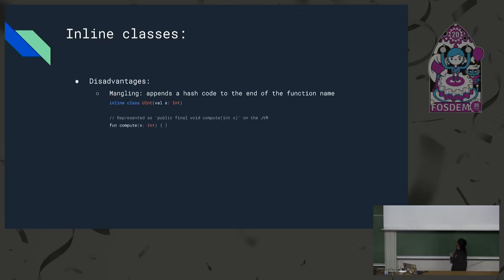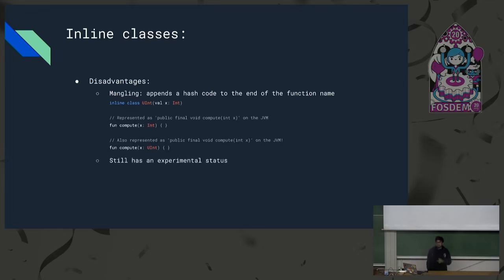You take this compute function, which takes an integer, and this compute function, which takes an unsigned integer. Both of them, when compiled, will be the same function, void compute and integer. Since you have a conflict over the naming, the compiler appends a kind of hash code behind the functions which use inline classes. You can actually see them once you see the compiled code for them. I actually forgot to print it over here.